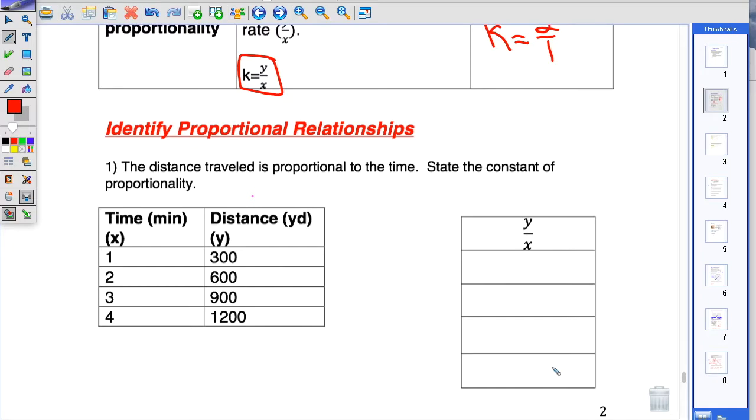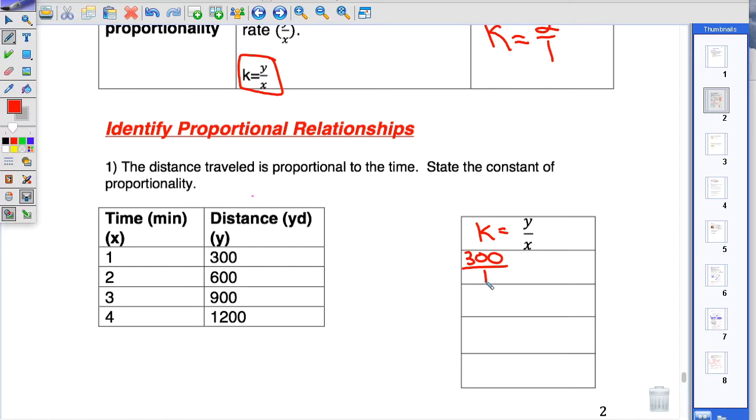Identify proportional relationships. The distance traveled is proportional to the time. State the constant of proportionality. In our table, we have our time in minutes, which is our x value, and our distances in yards, which is our y value. We want to figure out the constant of proportionality, which is your y over x. So we take our y value, 300 over 1, which is simplified. That's also your unit rate, 300 over 1.